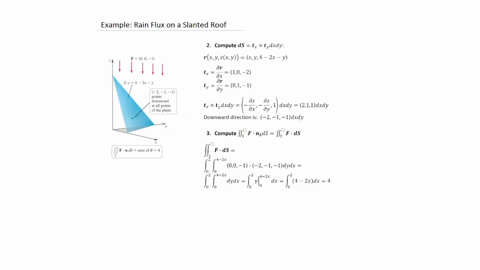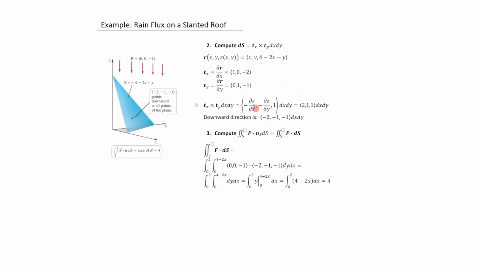Okay, so let's complete the rain flux on the slant roof. The next step is to compute dS, the vector. That's the differential area. It's dx cross dy, dx dy. We already have r from the previous slide. It's this expression. Now we take the derivative of this with respect to x, and we end up with this expression. Derivative with respect to y, we end up with this expression. Next step is to take the cross product. Again, this means that you set up the matrix and take its determinant, and you'll end up with this expression here.